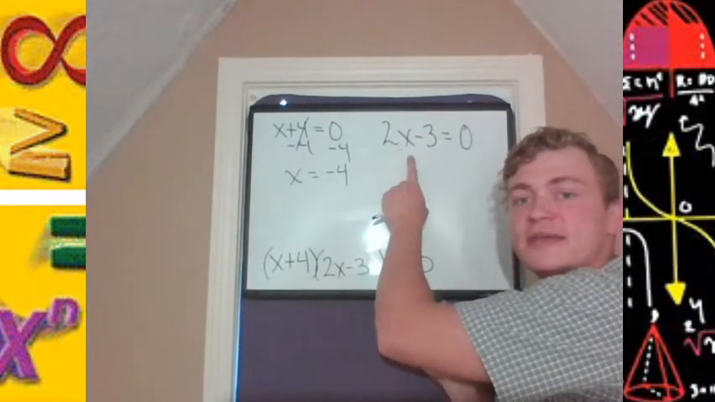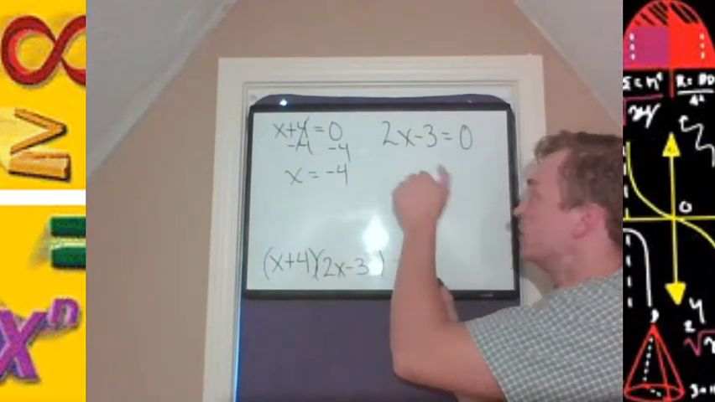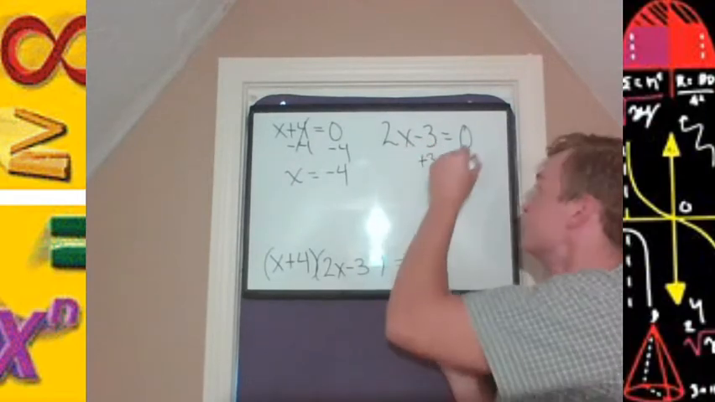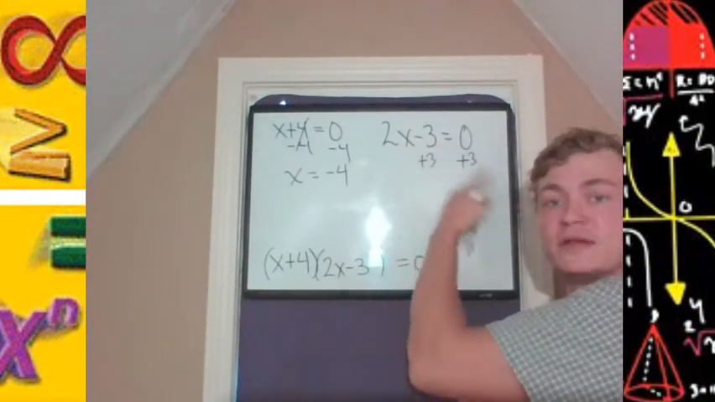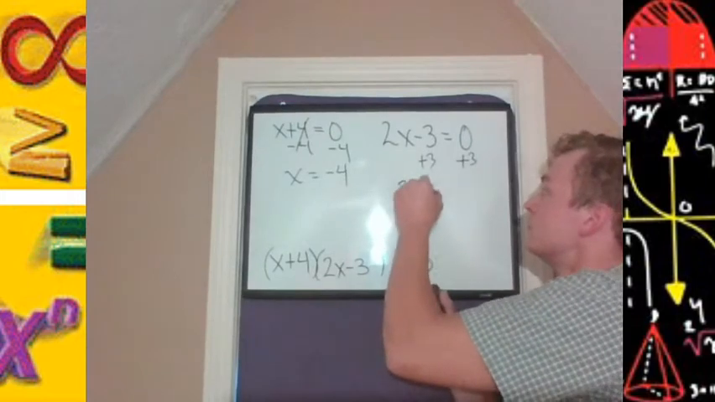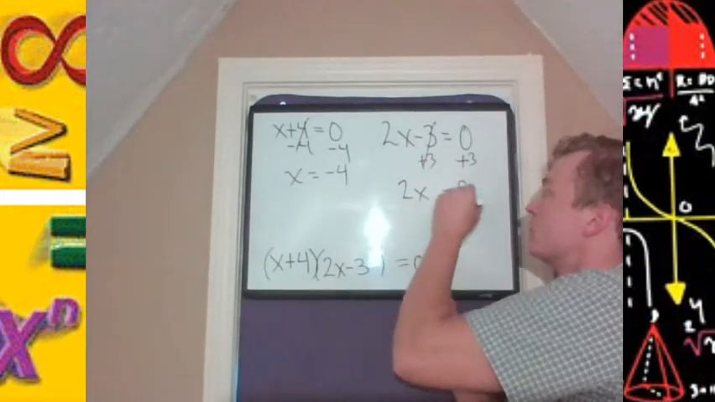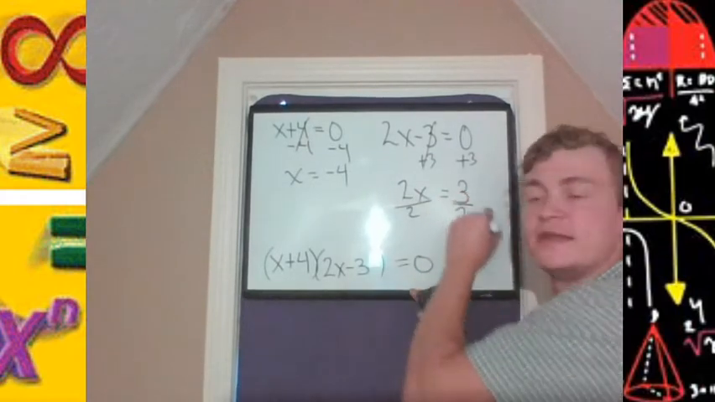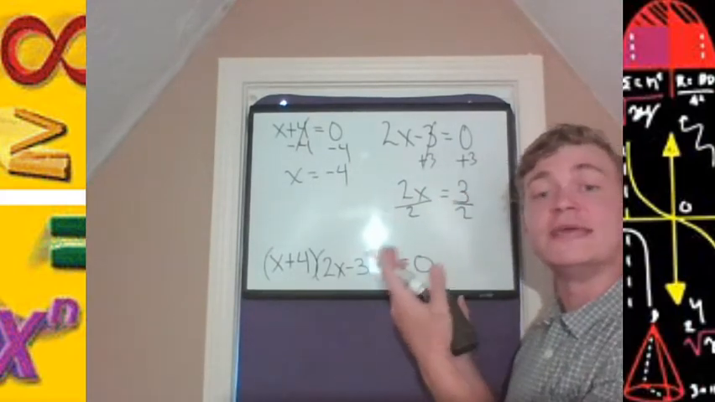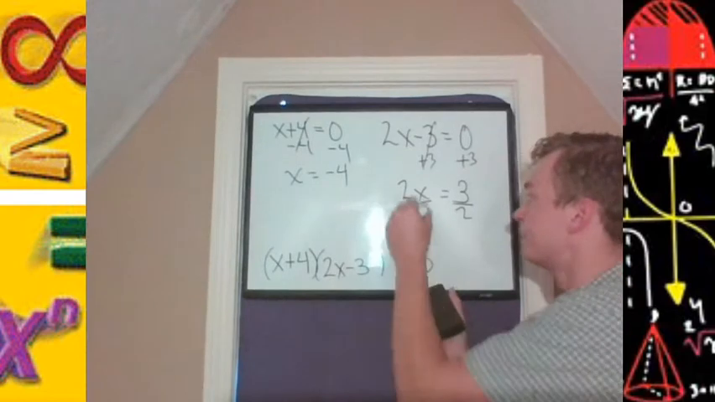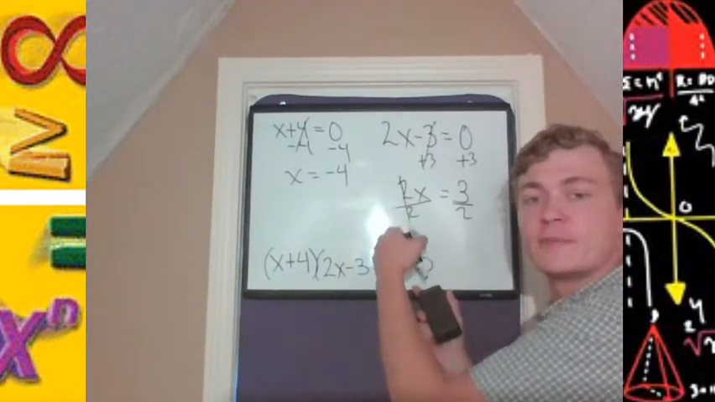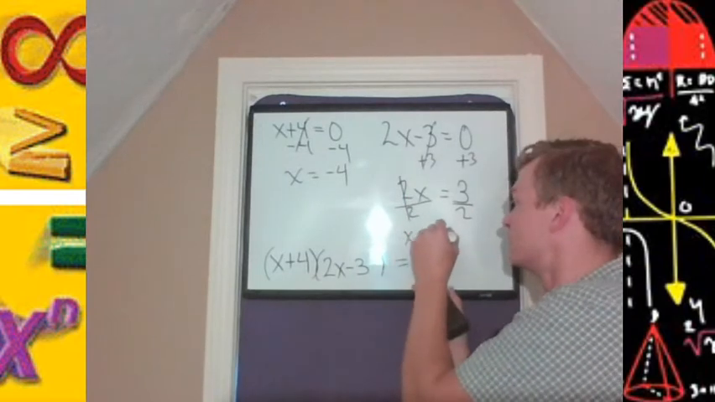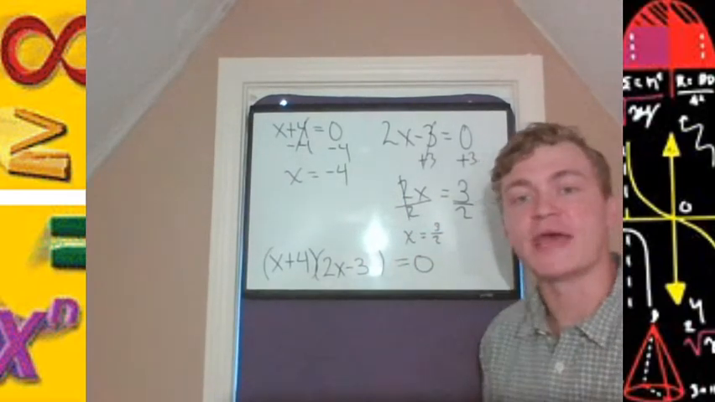What about right here? To get x by itself, x is multiplying 2 and subtracting 3. Let's start by adding 3 to get rid of that subtraction. Have to balance it out. X is being multiplied by 2, so we divide it off, because dividing is the inverse of multiplying. Of course, 2 divided by 2 is 1, and if you have 1x, you simply write it as x. X is 3 halves.